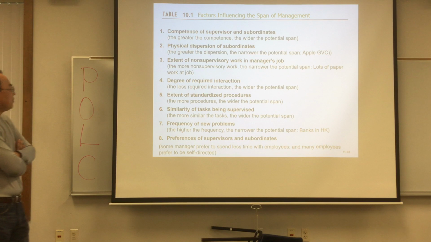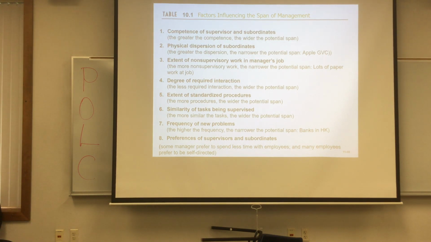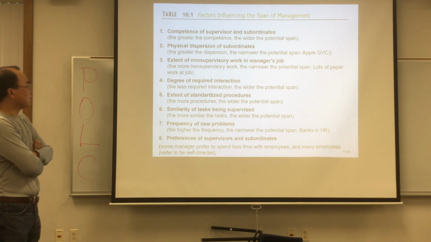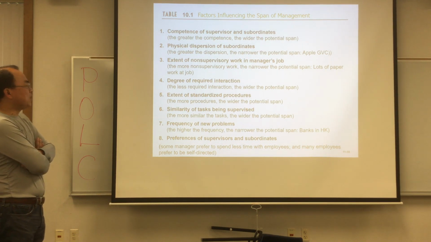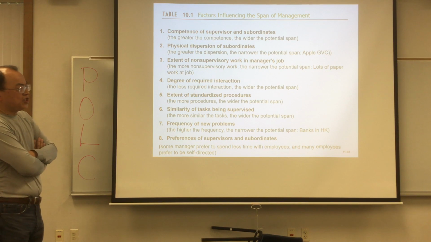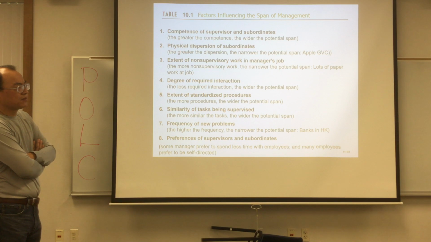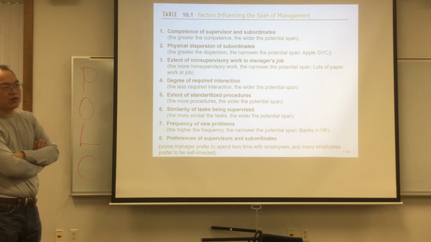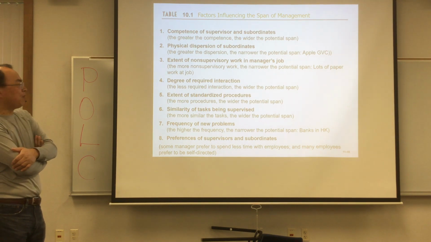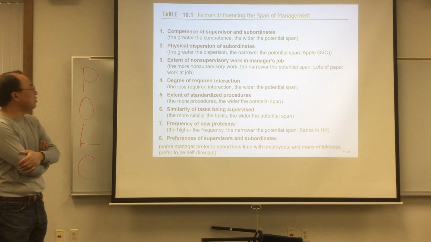The next one is that the greater the dispersion, the narrower the potential span. That means if GM, General Motors, is spread across Africa, Europe, Latin America, and Asia, and the boss has to coordinate with all those divisional managers, probably you can only manage 5, you cannot manage 50. So that's what I talk about as physical dispersion.